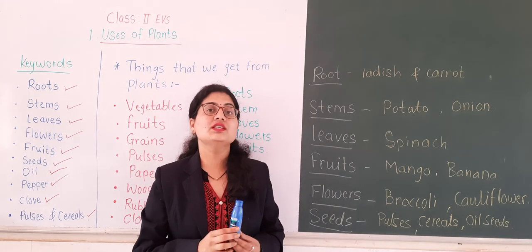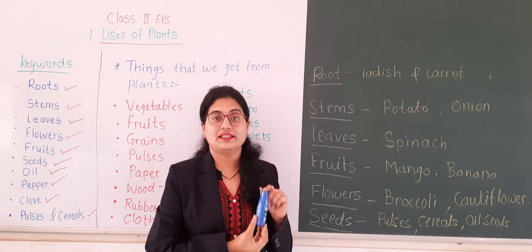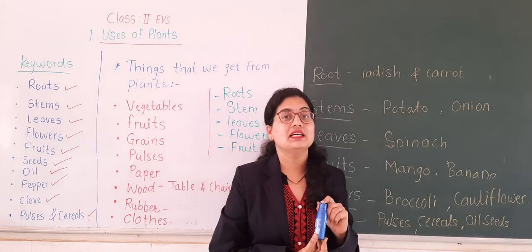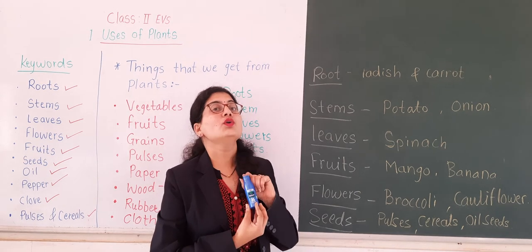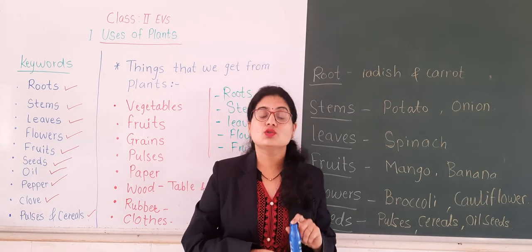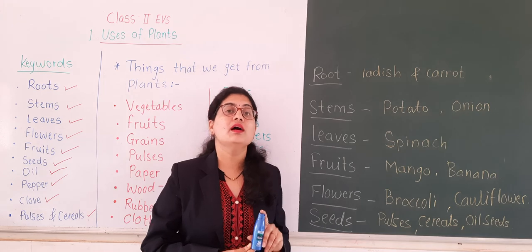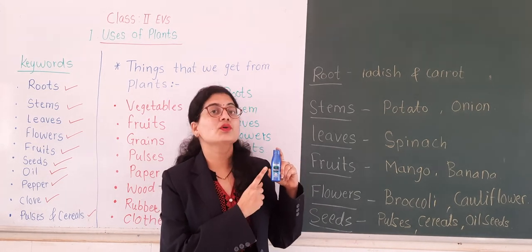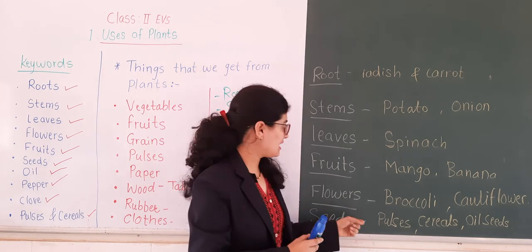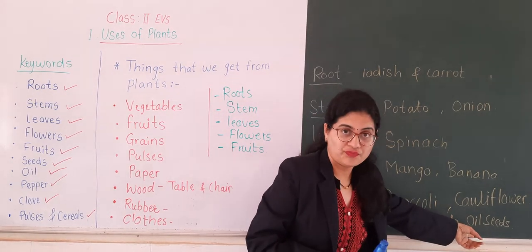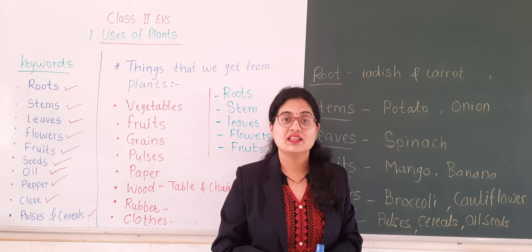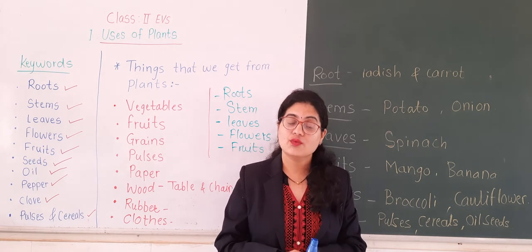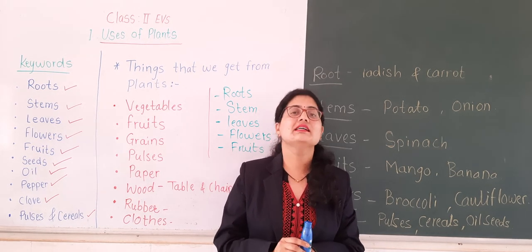We also use different oils. Yes, we use oil to eat, to cook our food, and also to apply. Okay, so these oils we get from plants. Here I have coconut oil, which we get from coconut. And there are different other oil seeds too, such as sesame, then sunflower seeds, then peanut seeds. We get oil from all of these seeds.